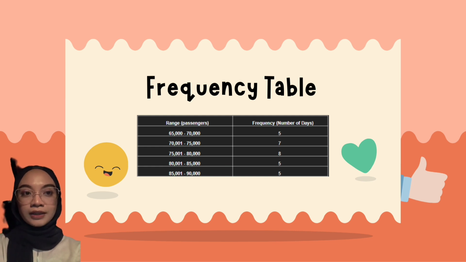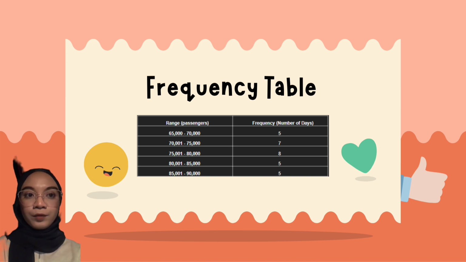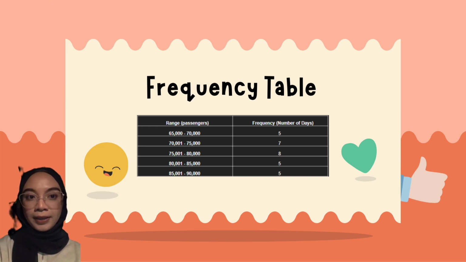So, for the frequency table, to create the frequency table, we first sorted the data in ascending order, then we calculated the number of classes and class size. This allowed us to group passenger counts into ranges and count how many days fall into each range, making the data easier to interpret.